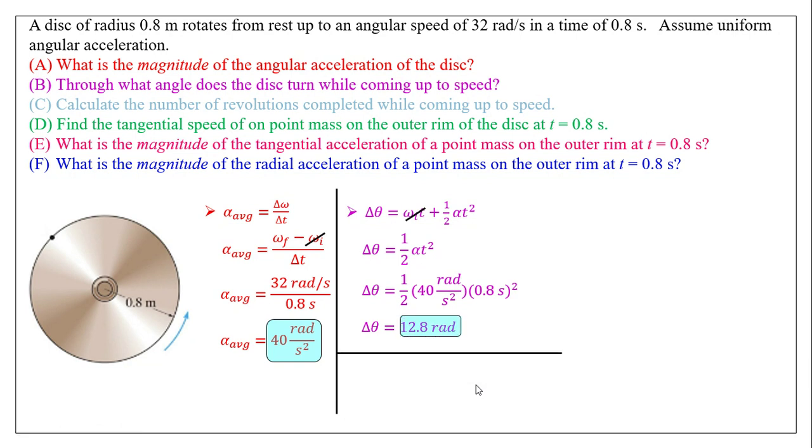All right, let's go ahead and do part C. Calculate the number of revolutions completed while coming up to speed. It wants us to find how many revs it has completed as it rotates from rest to 32 rad/s. This is just to help you in case you don't understand the relationship between rads and revs.